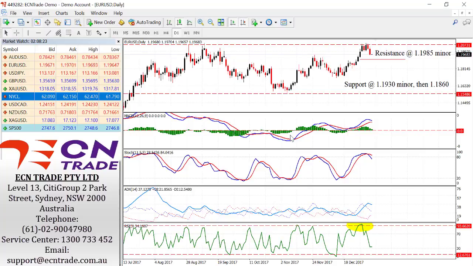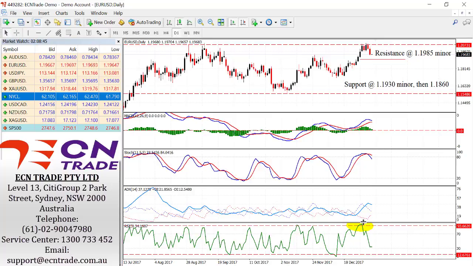With the dollar recapturing 92 on the index, the euro fell further overnight and took out the support of 119.80 after printing a low of 119.55. Overall, I do expect to see the US dollar to gain further momentum.